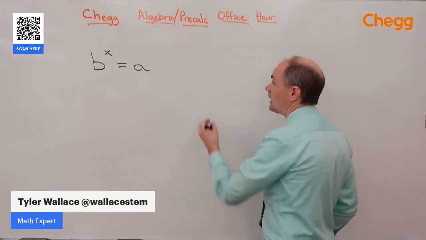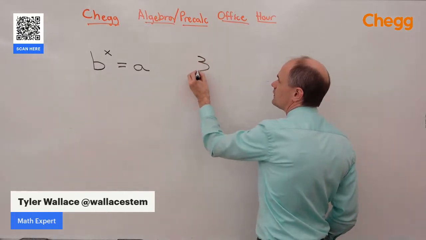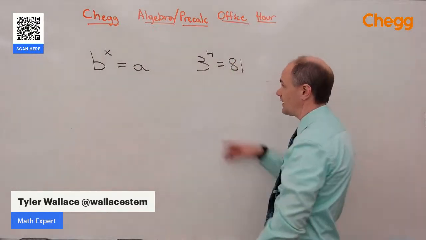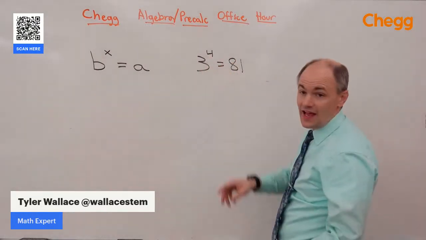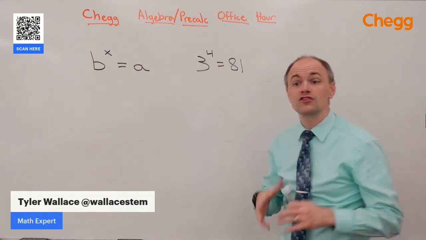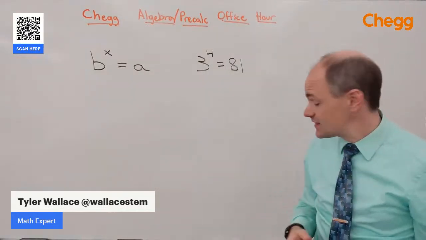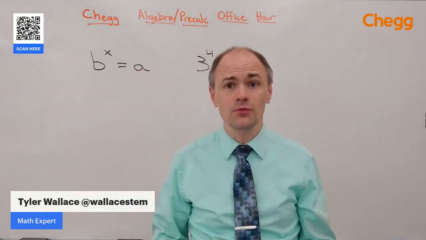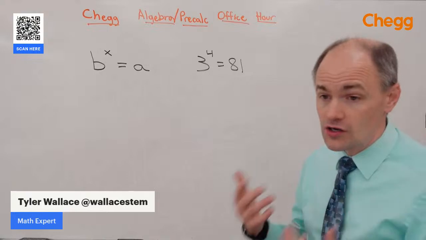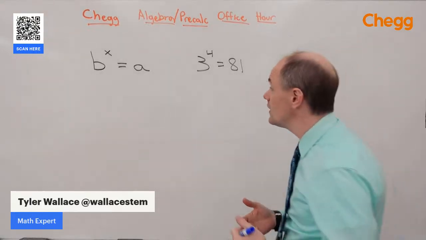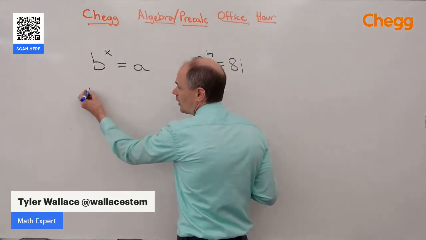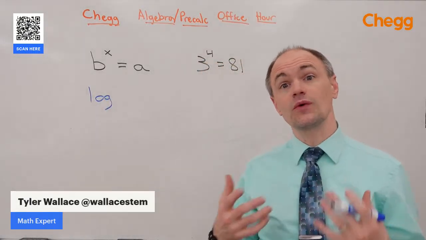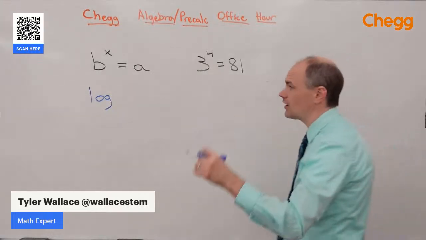So for example, I might have 3 to the 4th power equals 81. I've got a base, an exponent, and an answer. This is probably the most common way that you've seen these exponents written, but sometimes exponential problems are a little difficult to get to our solution. And so what we want to do is rewrite them into a log form. So this is going to be an expression that's exactly the same. It's just written differently and solved for a different part.